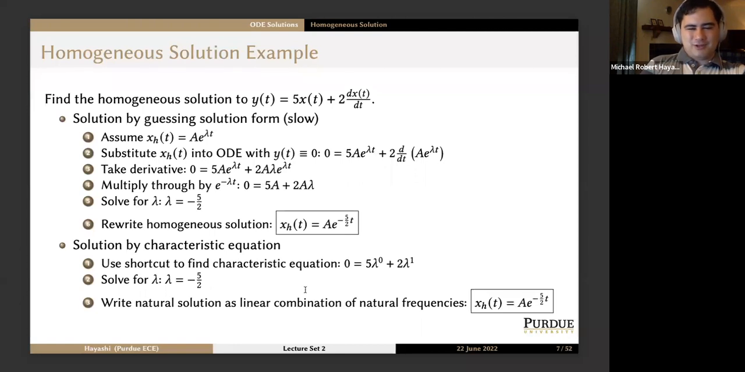And then we write the natural solution as a linear combination of natural frequencies, which there's only one. So we just say x of h of t is equal to a e to the minus 5 halves t, where we've introduced the coefficient a at this point. And we get the exact same answer, though in much fewer steps.